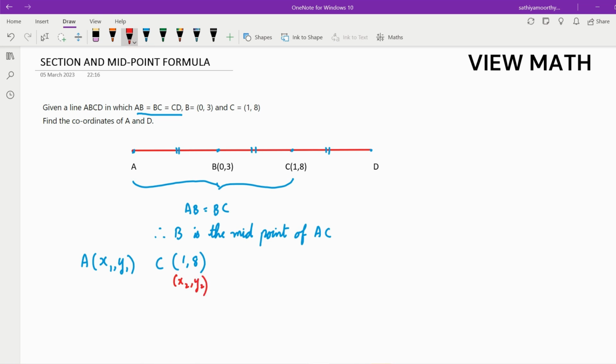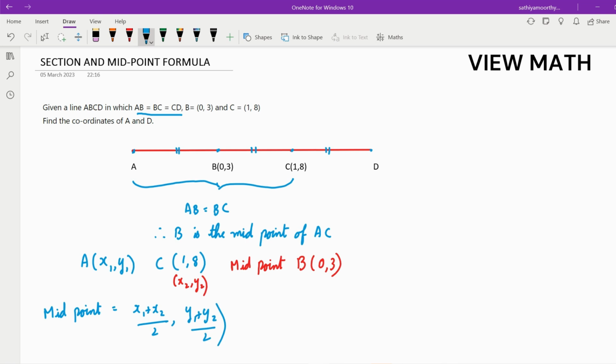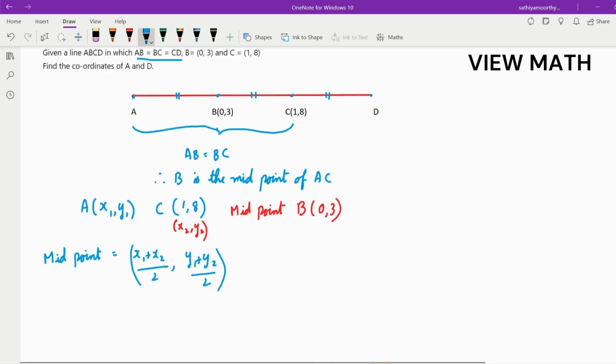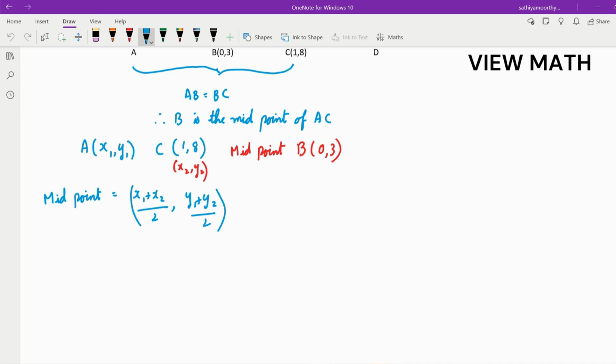Now the midpoint is B. What is midpoint B? Midpoint B is (0, 3), they have given. So with this, let me find out the coordinate of A. Now let me write the midpoint formula first. Midpoint is equal to (x1 plus x2 by 2, y1 plus y2 by 2). So this is the formula for midpoint. So I'm going to use this formula to find out the coordinate of A.